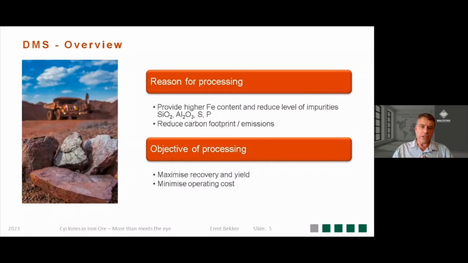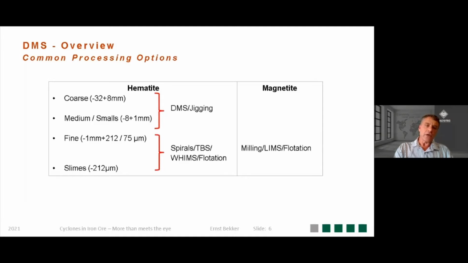So the reason for the processing is to provide obviously a higher Fe content in the feedstock to the steel mills and reduce the impurities like silica, alumina, sulfur and phosphorus. That also results in the reduction in carbon footprint and the emissions, and there's a very strong focus these days coming to the foreground on this specific topic of reducing the carbon footprint. So processing of iron ore is seen to become more and more relevant in the near future. The objective of the processing: maximize recovery and yield, like in any process, and minimize then the operating cost.